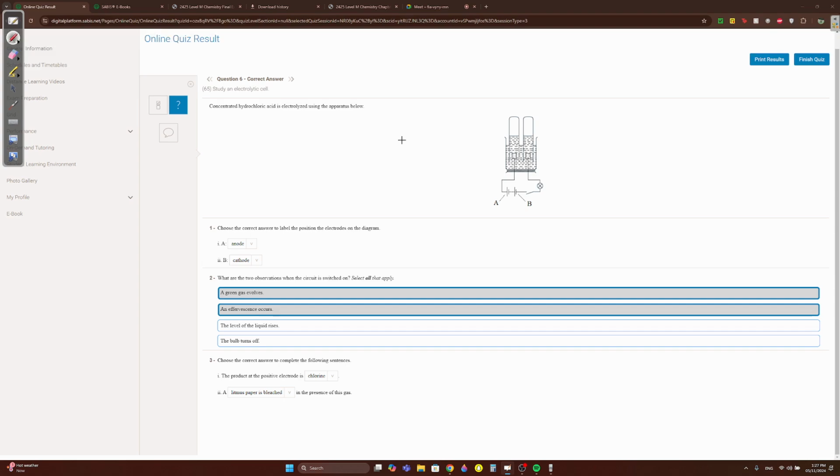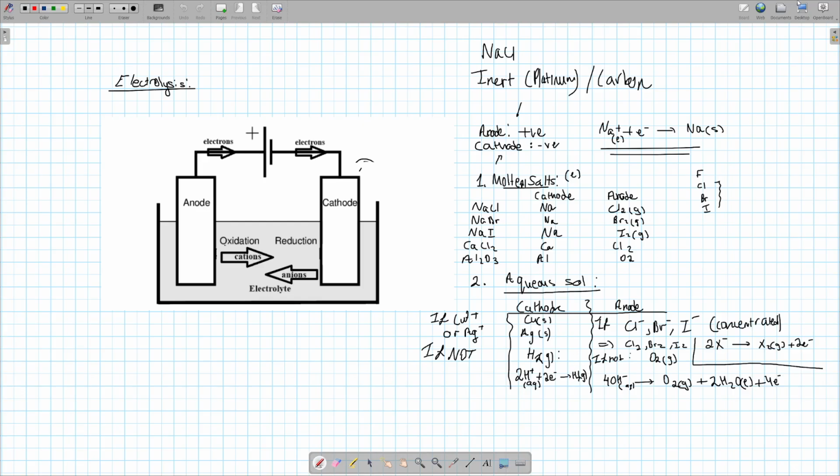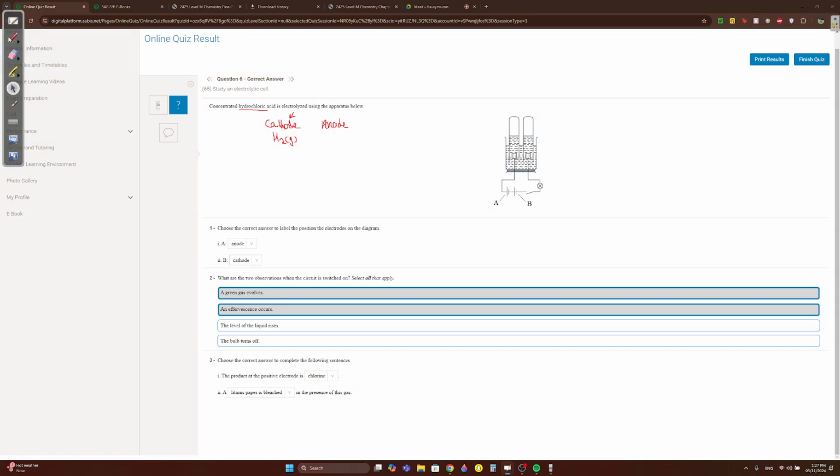What happens when the circuit is switched on? You have concentrated HCl. When you electrolyze HCl, we're going to get something at the cathode and something at the anode. At the cathode, if it's aqueous Cu or Ag, we get Cu or Ag. But we don't have it, so we're going to get hydrogen gas. Remember our rules here. Then, at the anode, if you have concentrated Cl, Br, or I, then you're going to get that gas. We have hydrochloric acid, so HCl. So we have concentrated Cl, so we're going to get Cl2 gas.